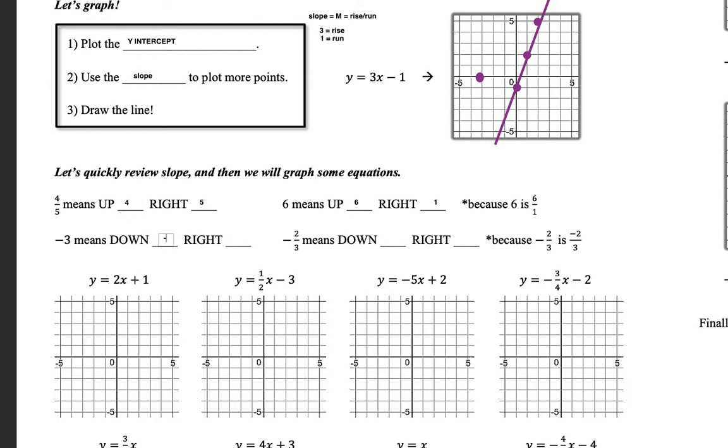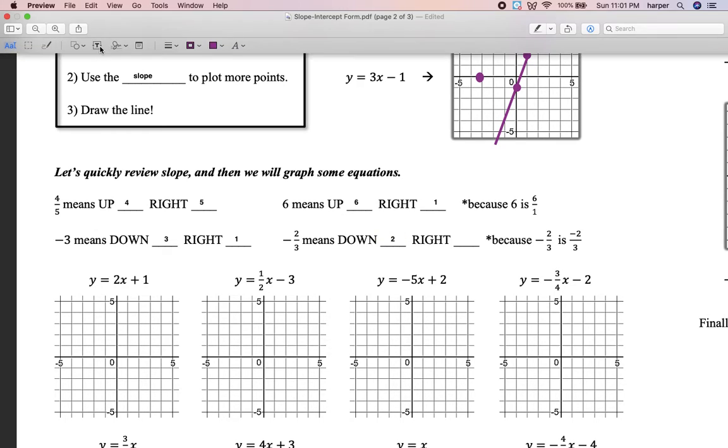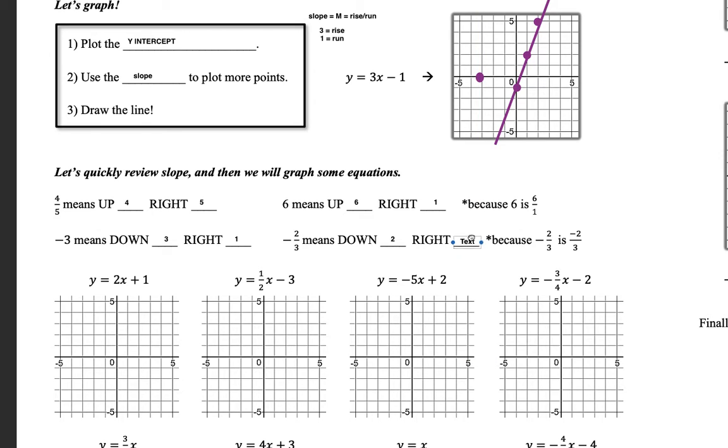-3: when you have a negative number, it means you're going down 3, and to the right 1. -2/3 means you're going down 2, and to the right 3. Because remember, we always go to the right. If you notice, these are all rights, even if there was a negative. We always go to the right no matter what, and you either go up or down, okay?